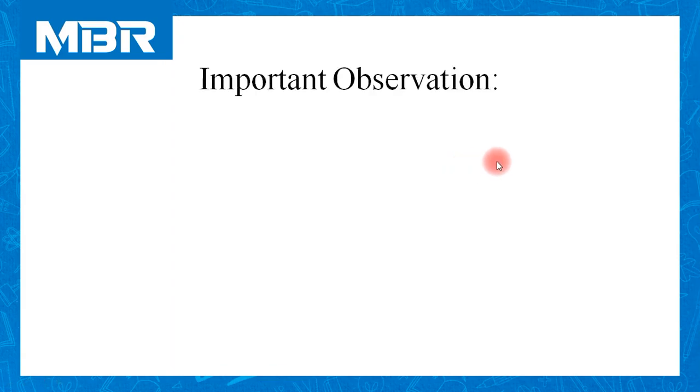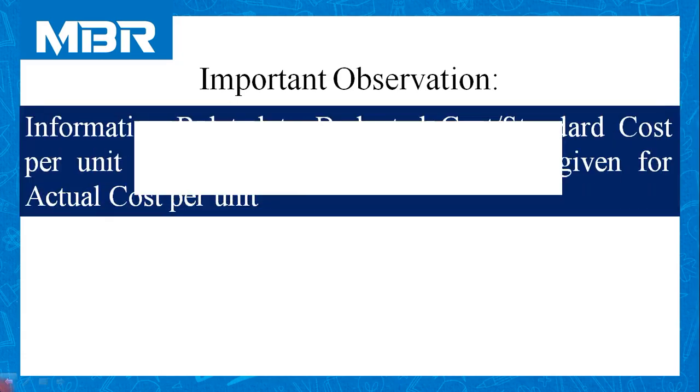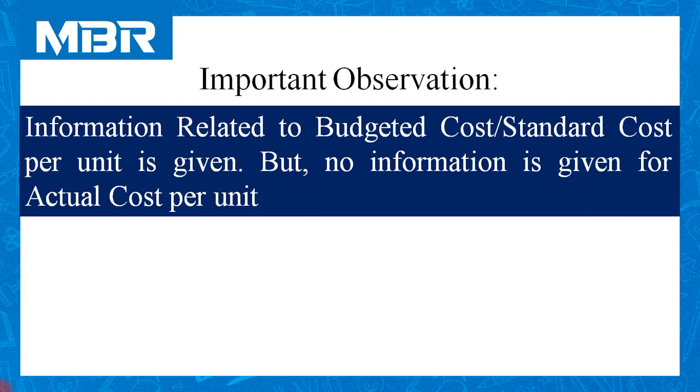Before starting the solution of the problem, it is necessary for you to observe the question carefully. If you observe the question carefully, you will come to know that information is given for budgeted or standard cost per unit. But as far as the actual part is concerned, no information related to cost is given. Naturally, it is confusing because we have budgeted information, but we don't have actual information.